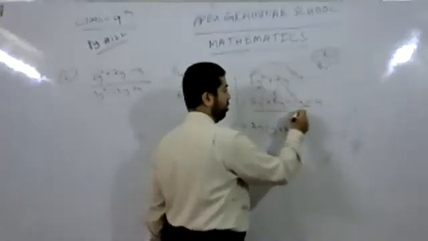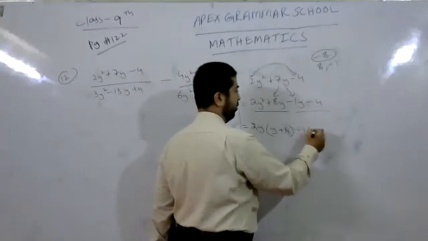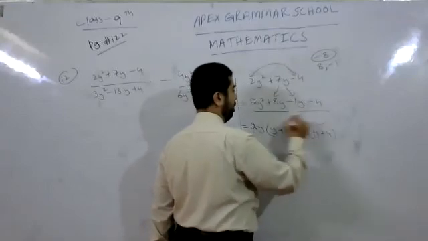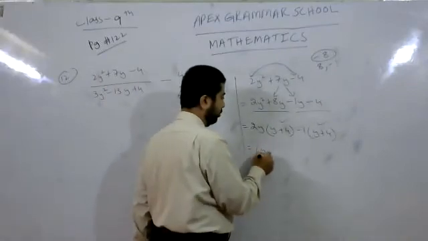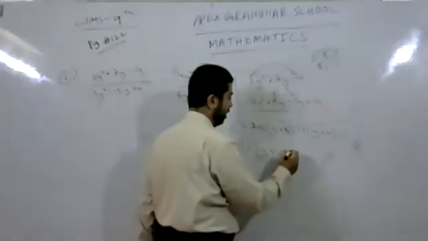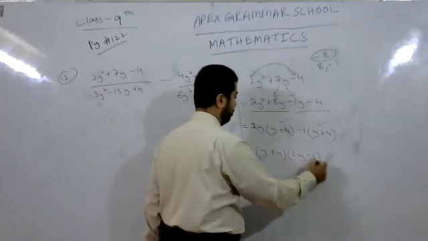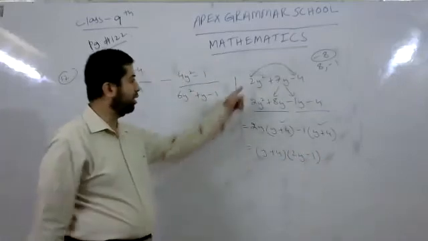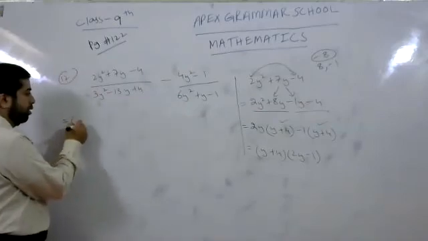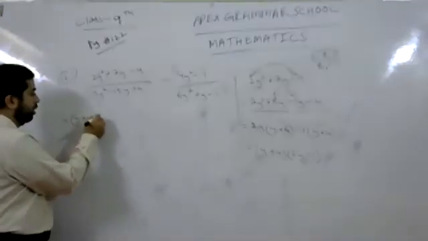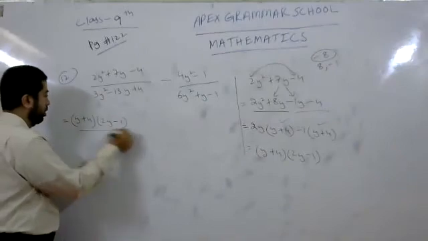After that, what is common here? Minus 1 is common, and y plus 4 is the same in both. So we get y plus 4 and 2y minus 1. So instead of writing this, we write it in the form y plus 4 into 2y minus 1.